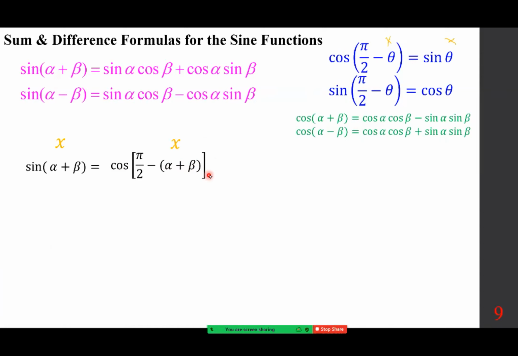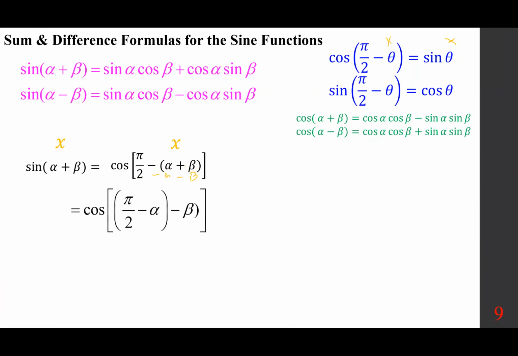Now we're going to expand this. This we know how to expand. And to do that, we are going to write this as pi over 2 minus alpha minus beta. So this is minus alpha minus beta. And we're going to put pi over 2 with minus alpha together and separate it from minus beta. So we are going to rewrite the brackets in the following manner. So we combine these two and we separate this.